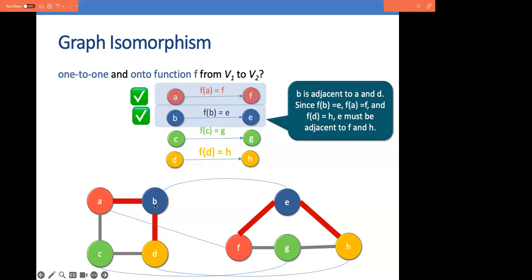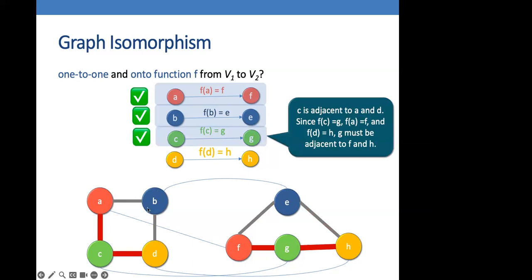So B is adjacent to A and then D. And we can see that B is mapped to E, A is mapped to F, and then D is mapped to H. And if B is adjacent to A and D, then E must be adjacent to F and then H. And it is true. So we move on to the next vertex, C.